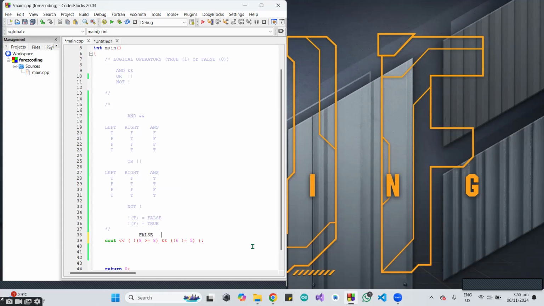And then for your right operand, you have here 6 is not equal to 5. That is true again. And then we have here not. So you have here true and not. Then the final answer is false. And using AND operator, false and false. So as you can see in here, false and false, the final answer will be false. So let's try to run the program.